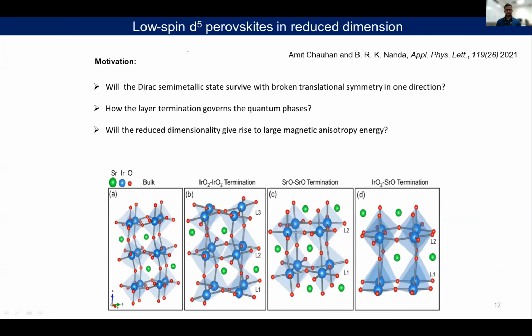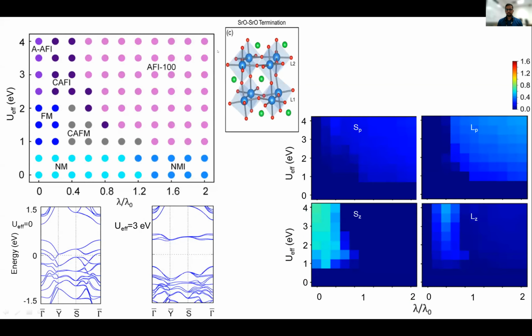Now, what about the spin-orbit perovskite in reduced dimensions? How does the magnetic phase transform when you reduce the dimensionality of the system? For this case, we designed 3 terminations: symmetric IrO2 termination, symmetric SrO termination, and asymmetric IrO2-SrO termination. For the symmetric case, we see very trivial kinds of phases. But just one phase pops out compared to the bulk, that is the antiferromagnetic insulator 100 phase, which is magnetic.